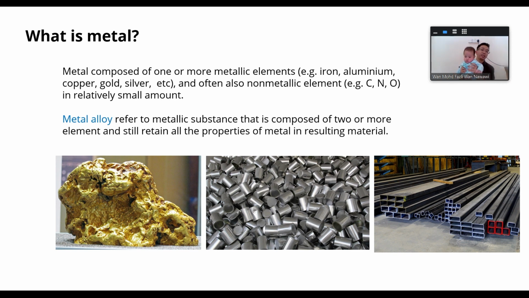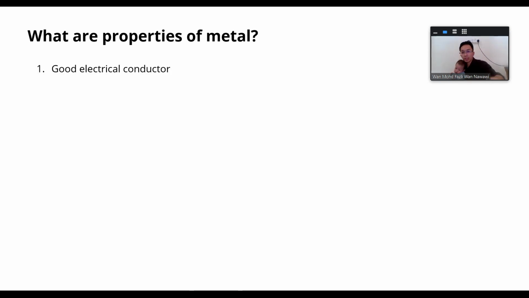What does it mean by still retain all properties? So we need to know what the properties of metal are. The first property of metal is that it is a good electrical conductor. The reason for this is that in metal, the atoms are connected with the metallic bond. In the metallic bond, the electrons are free. Electricity is basically the movement of electrons. Because of the delocalized or free electrons, metal can serve as a good electrical conductor. So that is the first property of metal.